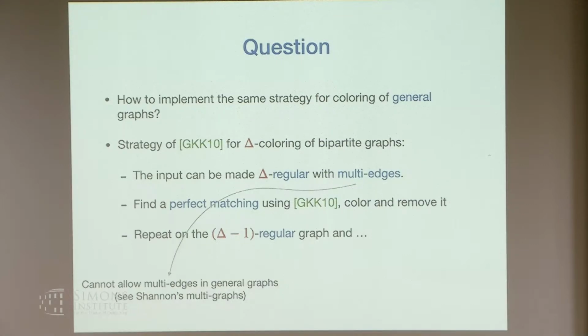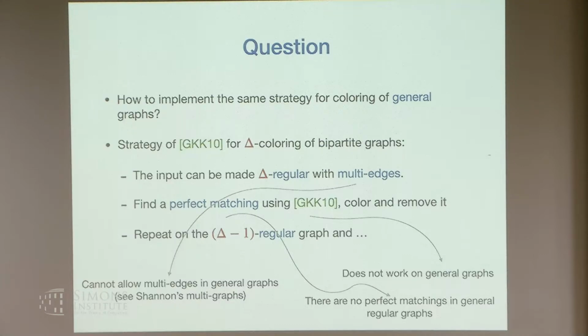But let's say you could. Then this GKK approach just doesn't work on general graphs. It doesn't find maximum matchings because general matching has these blossoms and offset constraints. But even if it worked, general graphs don't necessarily have a perfect matching. If you have a delta regular general graph, it may not have a perfect matching. Think of a triangle. So you will not be able to find a perfect matching. And that means that when you remove it, you don't end up with a delta minus 1 regular graph. You may not even reduce your maximum degree. So these are the challenges we have to address if we want to implement this strategy.